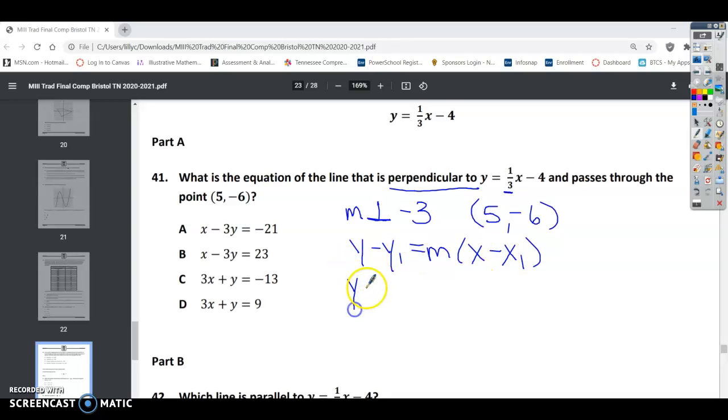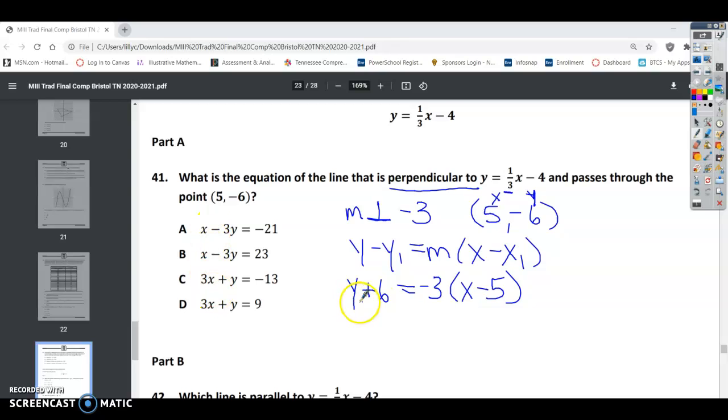So we're going to have y minus, this is our x and this is our y. So minus a -6 is +6 is equal to our slope, which is -3, times x minus our x1, which is 5. And then if you look over here, these are all in standard form.